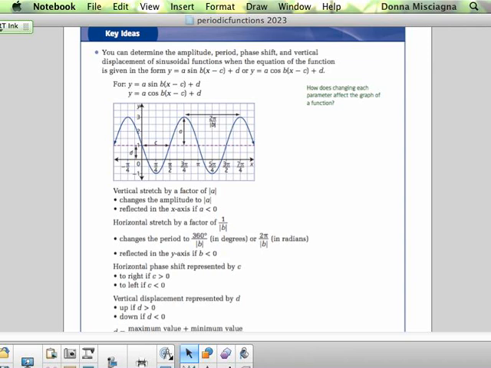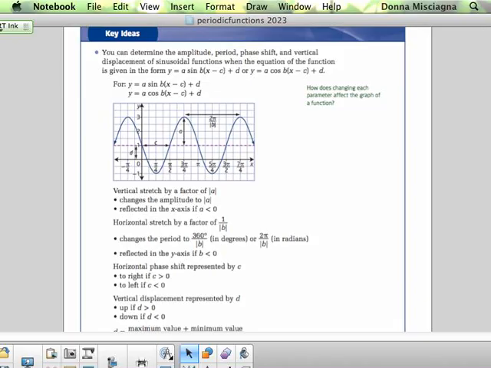y equals a sine b of x minus c plus d, and y equals a cosine b of x minus c plus d. The things that will not change between the two graphs, regardless of which period I choose to start with, are these: the amplitude will not change, the period will not change, so b will not change, and the vertical shift will not change. The only thing that changes is the horizontal shift, right?